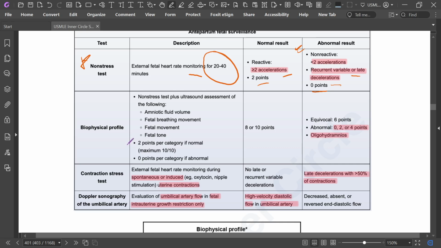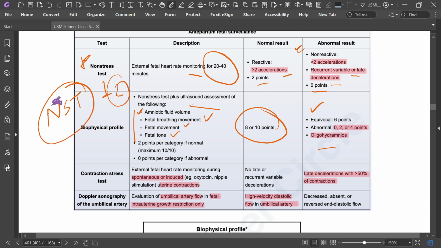What are the factors we see in the biophysical profile? Amniotic fluid volume, fetal breathing movement, fetal tone. This is the non-stress test plus ultrasound measurement of the following. The non-stress test gets 2 points, and these four get 8 points. Total is 8 or 10 points. Equivocal is 6 points, abnormal is 0, 2, and 4 points. An abnormal result may be oligohydramnios.